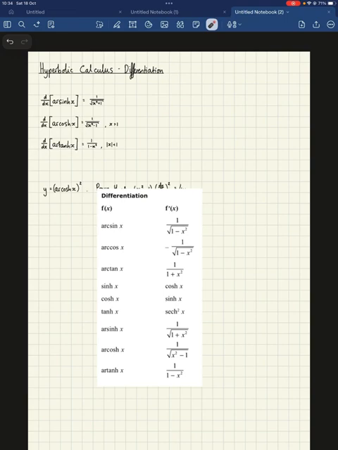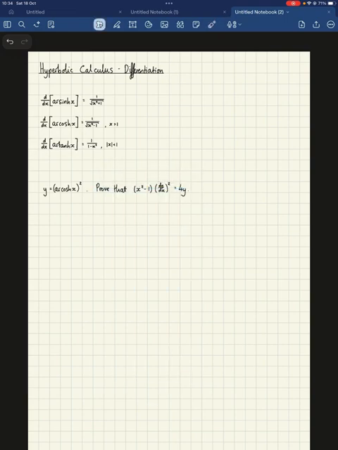Just like with the normal trig functions, we can prove the hyperbolic ones. I'll just do arsinh for example. If you want to prove that the derivative of arsinh x is 1 over the square root of x squared plus 1, we start by letting y equals arsinh x. Just like in the other one where we were proving the standard result, we can do a similar thing here. So x is equal to sinh of y. Now if we differentiate this, we get dx by dy is equal to cosh y.